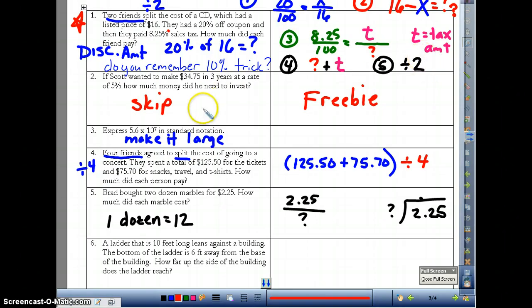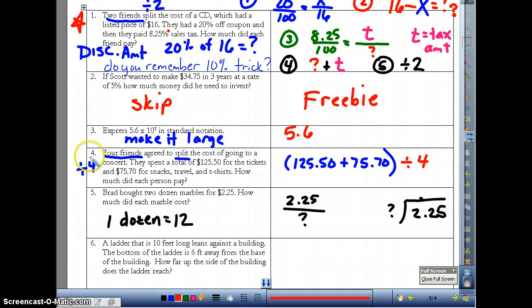Number 2, this is a simple interest problem, and since it's no longer on the formula chart, I'm assuming I don't have to teach it. Number 3, express 5.6 times 10 to the 7th in standard notation. Well, since the exponent of 7 is positive, that's going to make this a big number. I need to take 5.6 and move that decimal point 7 places which way to make it a big number.